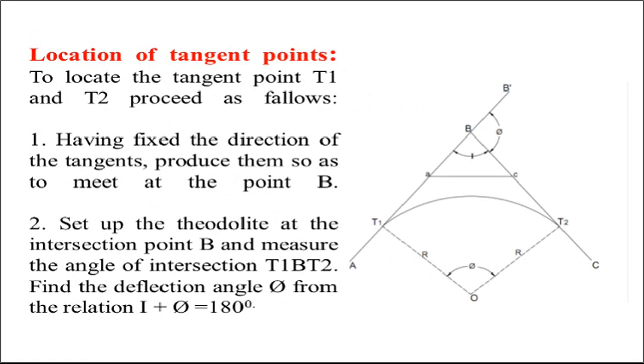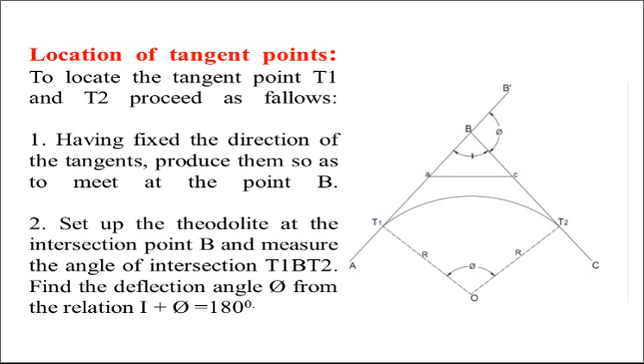Location of tangent points in a circular curve. These tangent points T1 and T2 are the starting and end points of the curve. So first of all, while setting out the curve, we have to locate these tangent points T1 and T2, and for this the procedure is as below.